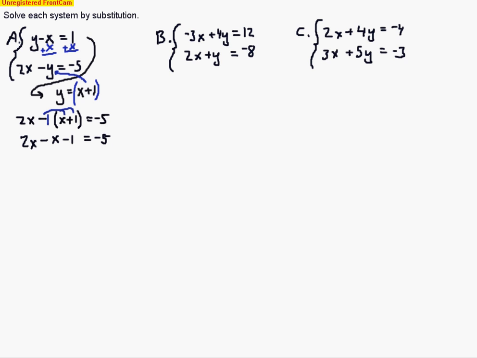So from this point, we can collect some like terms. We've got the 2x and the minus x. We can combine those. Plus, we can do an opposite operation at the same time. And we'll have our value of x. So now, 2x minus x, well, that just makes x. And negative 5 plus 1, well, they're opposite in sign, so we need to subtract. So we get negative 4.